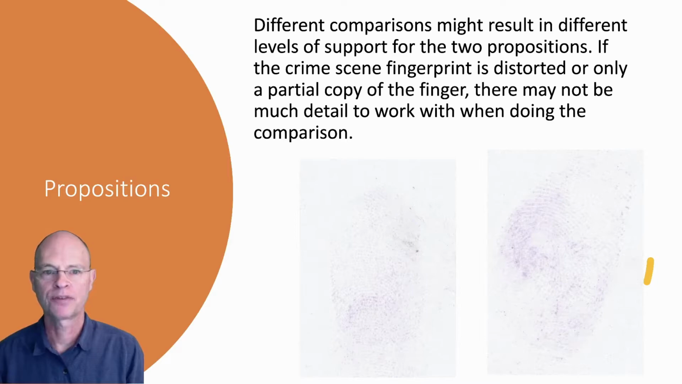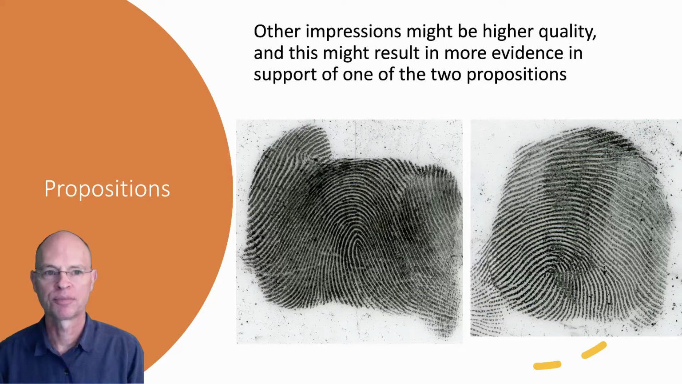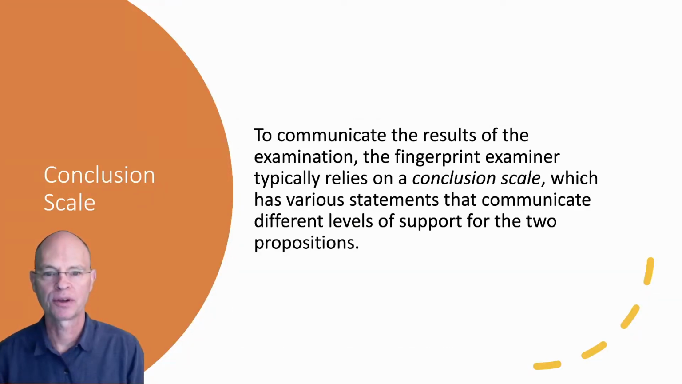If the crime scene fingerprint is distorted or only a partial copy of the finger, there may not be much detail to work with when doing the comparison, similar to these. Other impressions might be higher quality, and this might result in more evidence in support of one of the two propositions. To communicate the results of the examination, the fingerprint examiner typically relies on a conclusion scale, which has various statements that communicate different levels of support for the two propositions.